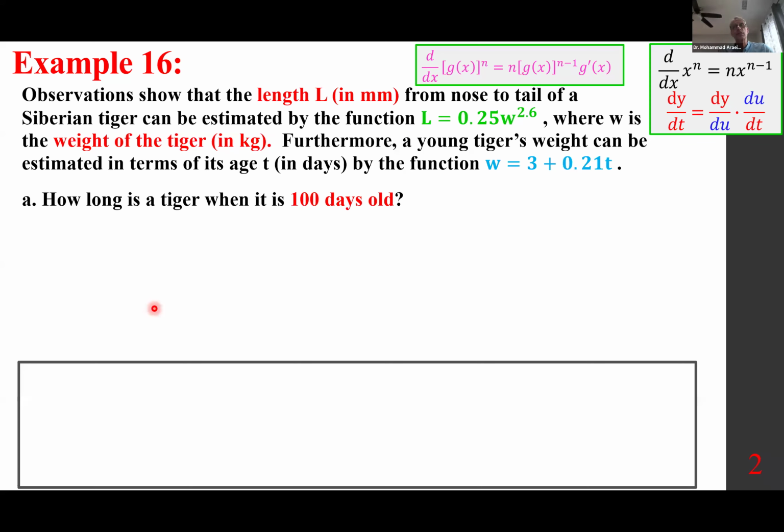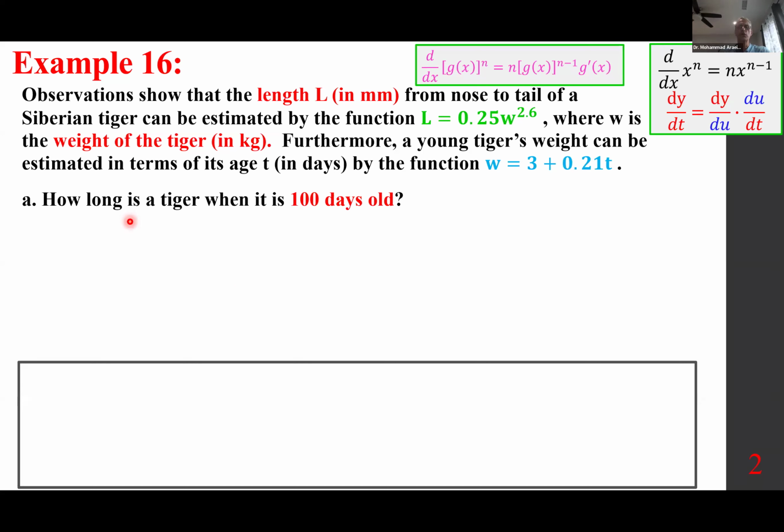All right, let's look at this example. Observations show that the length L in millimeters from nose to tail of a Siberian tiger can be estimated by the function L equals 0.25 W to the power of 2.6, where W is the weight of the tiger in kilograms. Furthermore, a young tiger's weight can be estimated in terms of its age t in days by the function W equals 3 plus 0.21 t. How long is the tiger when it's 100 days?